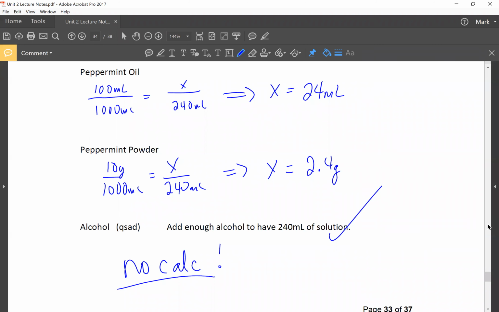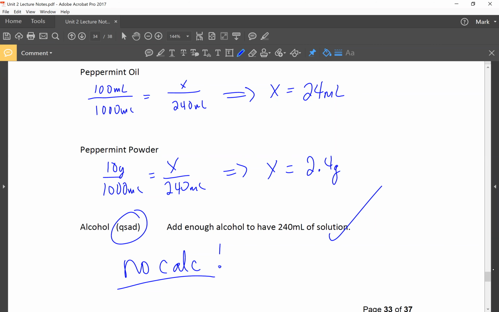Why isn't there any calculation? Well, some of you guys might say, oh, why don't we just take 240, subtract 24, and the remaining is the answer. But remember, this is a volume, and the grams of peppermint powder obviously take up space. So when you see QSAD, there is no calculation. There's no way we can know with the information I've given you exactly how much we need to add, because I don't know how much volume these two numbers mix together.